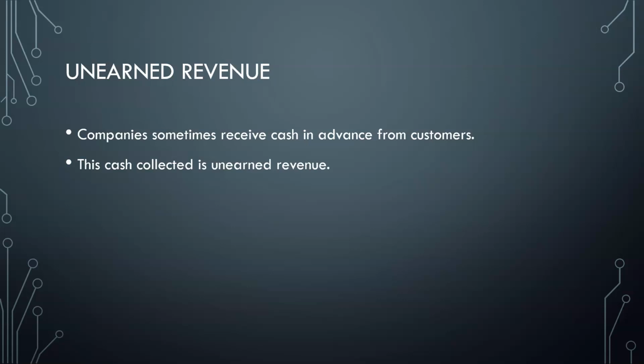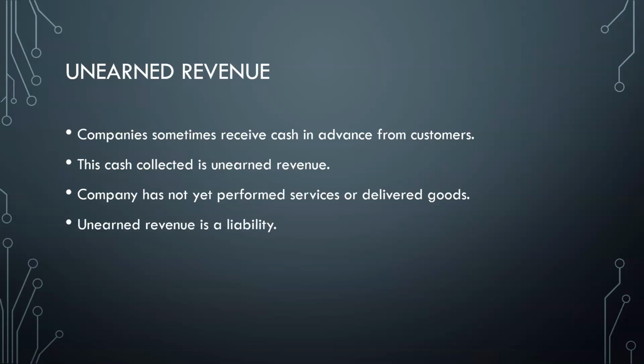The reason that it's unearned revenue is because, as we mentioned, the company has not yet performed services or delivered the goods. Recall that a company earns their revenue when the company performs services or delivers goods to the customer and the company's part is done. So in this case, the company has collected the cash, but they have not delivered the goods or performed any services. Unearned revenue is a liability to the company.